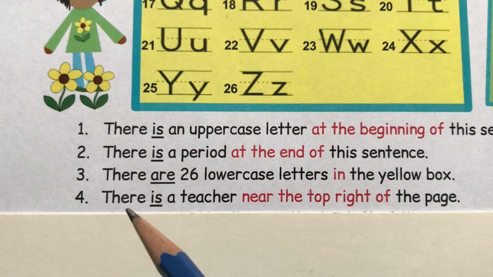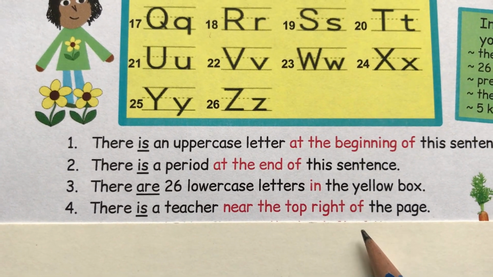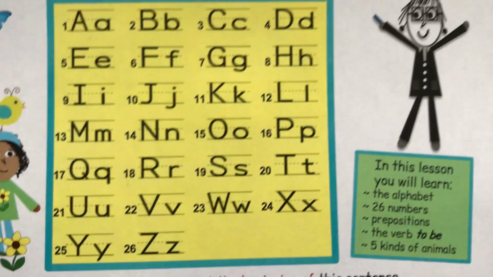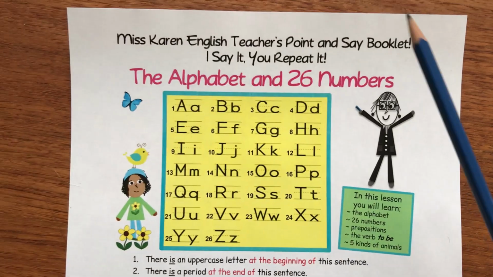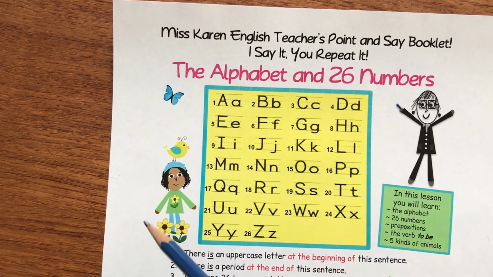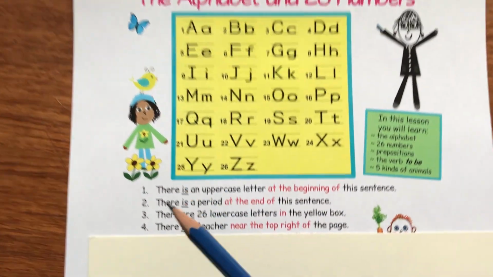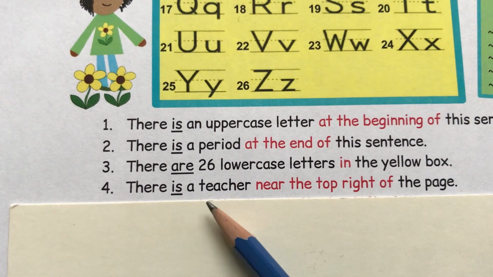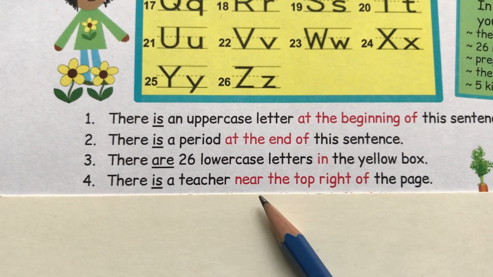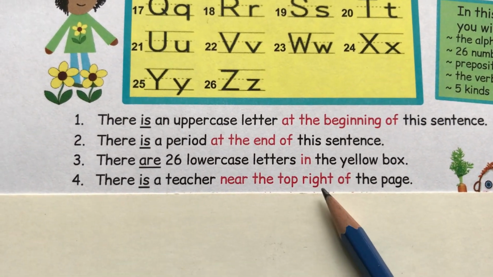Number 4. There is a teacher near the top right of the page. The top right. There she is, near the top right. This is the right side of the page. This is the left side. The right side, the left side. There is a teacher, one teacher. That's why we use there is. Near the top right of the page, that's the preposition. Tells us where.